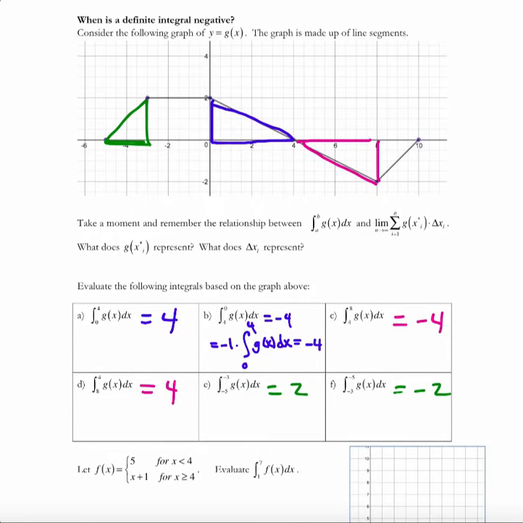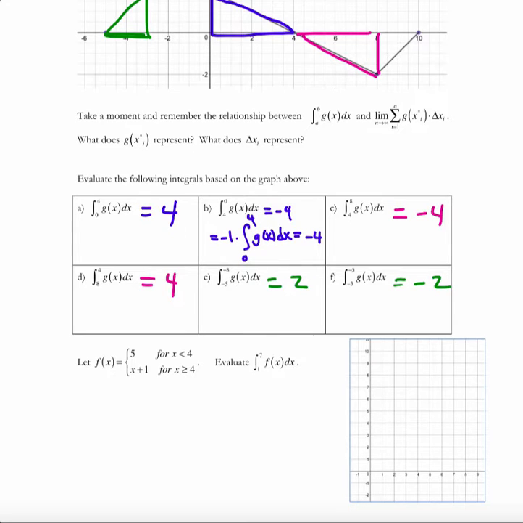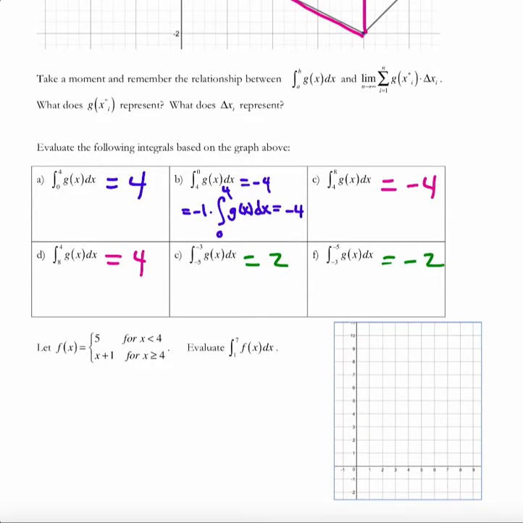Last but not least, let's check out this piecewise defined function down here. Sometimes we're going to be asked to find the definite integral of something where we are given an equation. We kind of got to graph it. So f of x equals 5 for x less than 4, and we're going to be evaluating the definite integral from 1 to 7. So let's go from 1 until 4. Let's see, f of x equals 5, so 1, 2, 4, right? That's this portion right here.